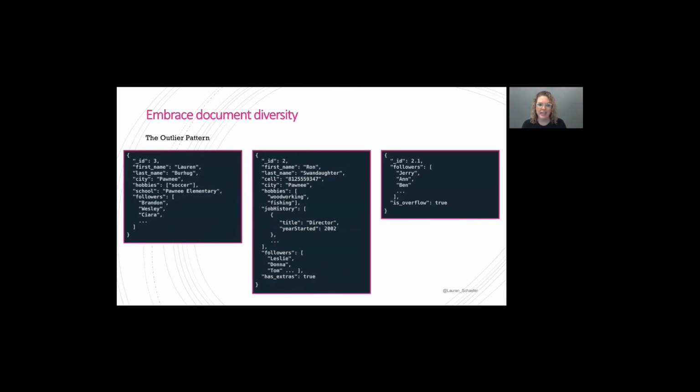If Ron continues to gain more followers, we could create another overflow document for him. The great thing about the outlier pattern is that we are optimizing for the typical use case, but we have the flexibility to handle outliers. So embrace document diversity. Resist the urge to force all of your documents to have identical structures just because it's what you've always done.